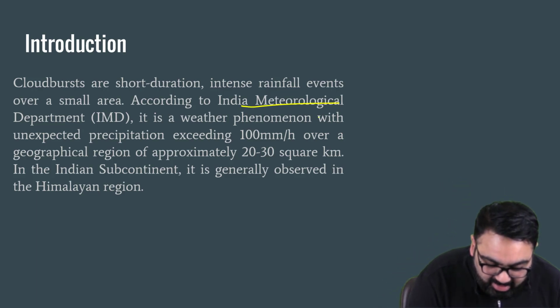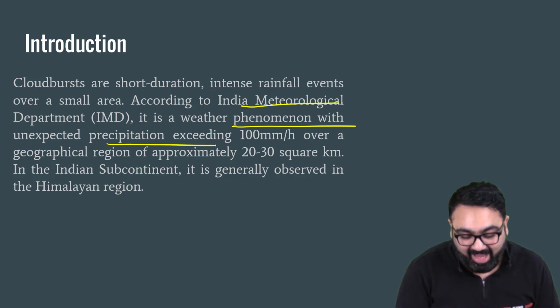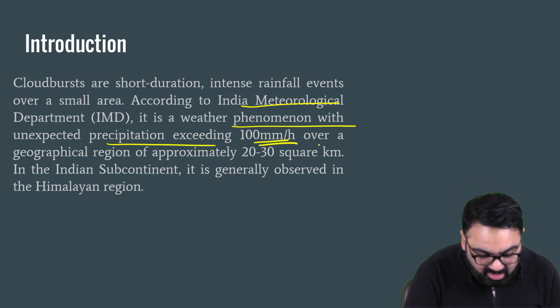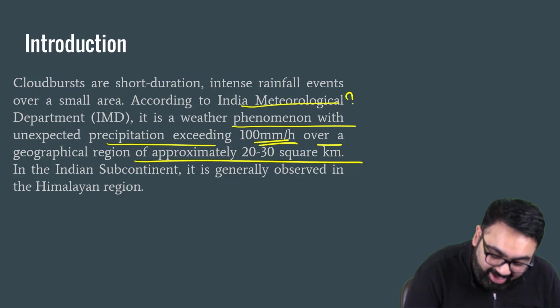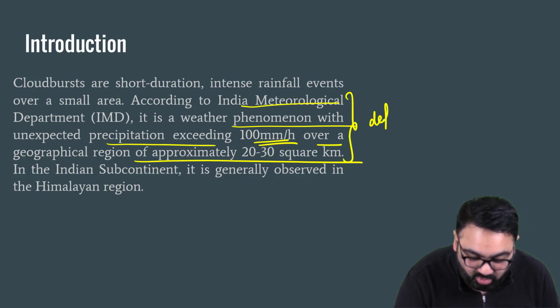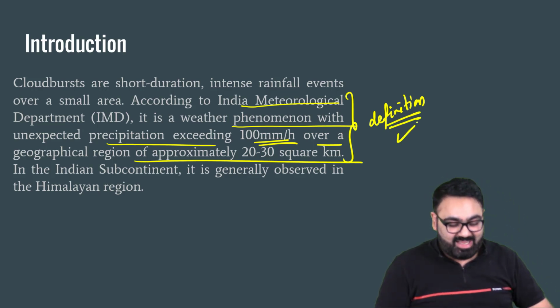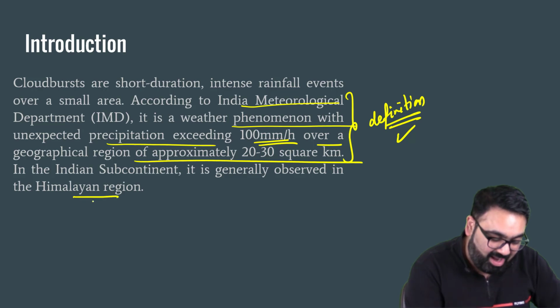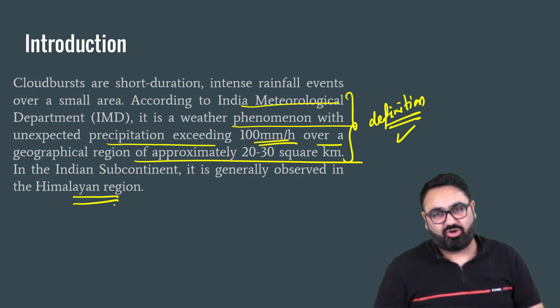According to IMD, it is a weather phenomenon with unexpected precipitation, meaning rain, exceeding 100 mm per hour over a geographical area of approximately 20 to 30 square kilometers. So this is the exact definition and you need to remember this. This is important for you. So this is the exact definition of cloudburst. Do remember this. It is generally observed in the Himalayan region in the Indian subcontinent. So that is how you will write the introduction.